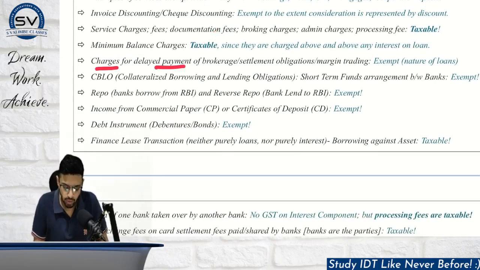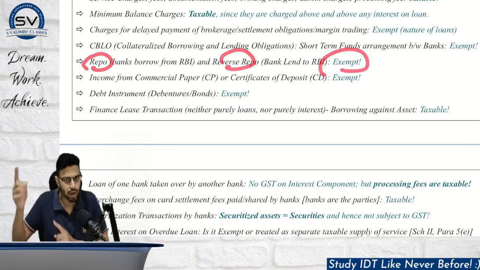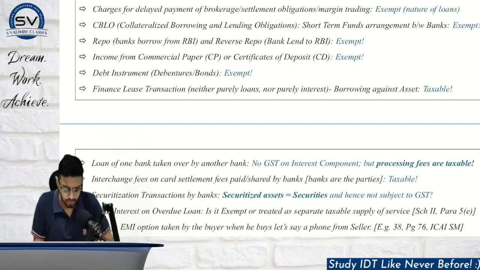Charges for delayed payment of brokerage, settlement obligation, margin trading. So this is also kind of a loan that I'm paying late. So this is also exempt. CBLO, collateralized borrowing and lending obligation. This happens between inter-se banks. This is also exempt. It is kind of a short-term loan. Repo rate, reverse repo rate, banks to RBI, RBI to banks, exempt. Income from commercial paper, certificate of deposit. This is also kind of an interest that you earn, exempt.